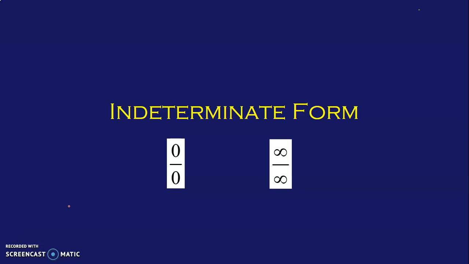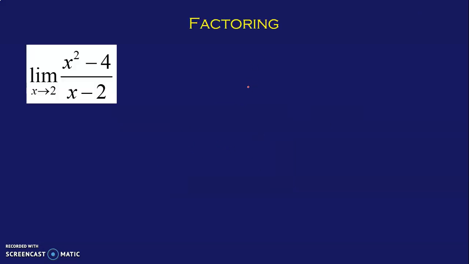Mr. McKinney here, just going over indeterminate form for limits. Indeterminate form is when you either get 0 over 0 or infinity over infinity, and we'll be focusing primarily on 0 over 0 in this video.